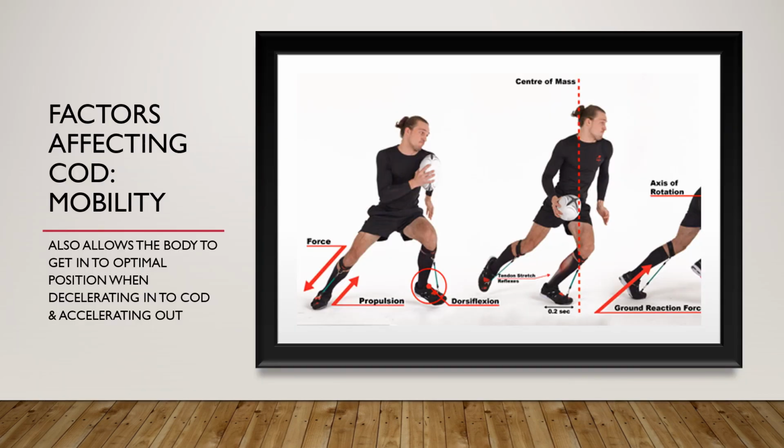And another often overlooked factor that influences change of direction is mobility. Okay, particularly mobility through the hips, knees and ankles. And the role that mobility can play in change of direction is that it can allow the body to get into more optimal positioning when going into a change of direction. So when both accelerating and decelerating.